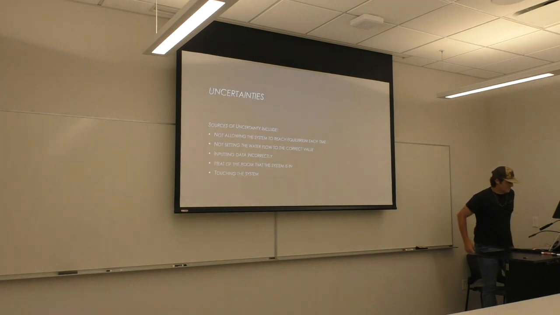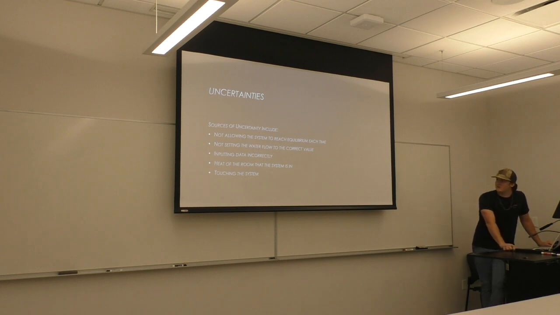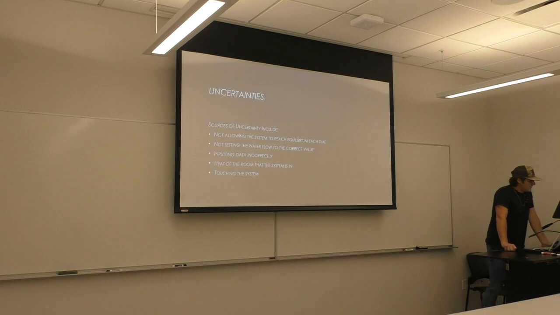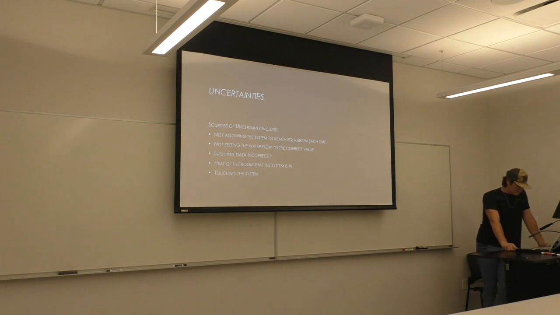Some sources of uncertainty were not allowing the system to reach equilibrium each time, and not setting the water flow to the correct value because the system was very sensitive. Inputting data incorrectly, the heat of the room that the system's in possibly, and touching the system could all be factors that could change our values.